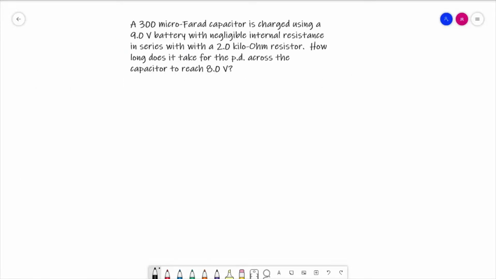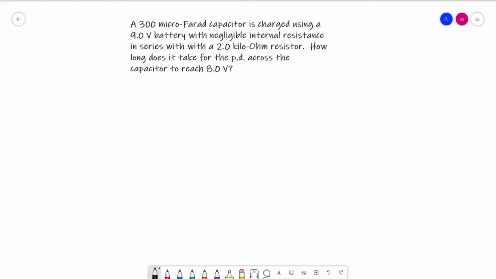So here is your question for this video then. A 300 microfarad capacitor is charged using a 9.0 volt battery with negligible internal resistance in series with a 2.0 kilo ohm resistor. How long does it take for the potential difference across the capacitor to reach 8.0 volts? So as usual, pause the video at this point, go and have a go at that question and come back when you think you've got an answer.